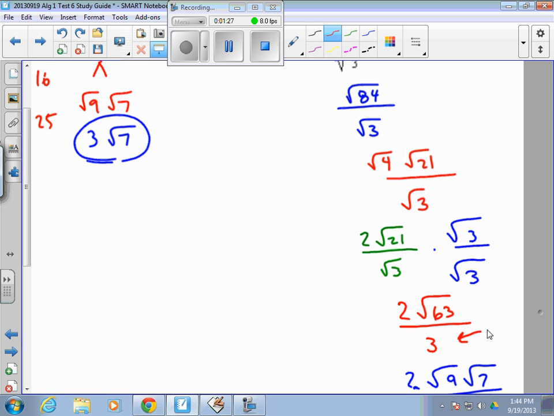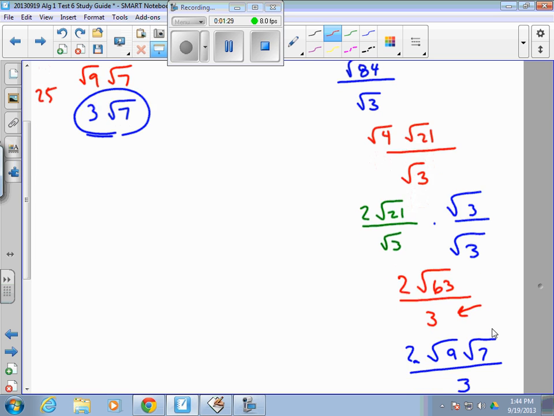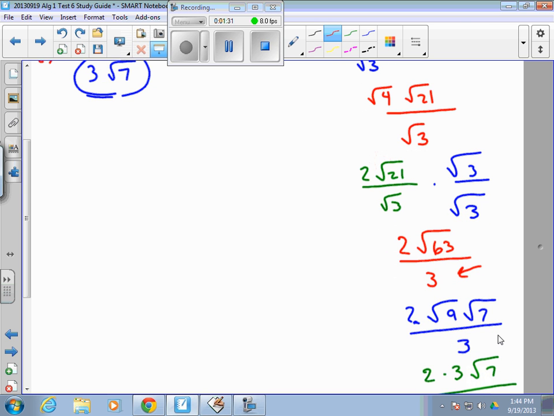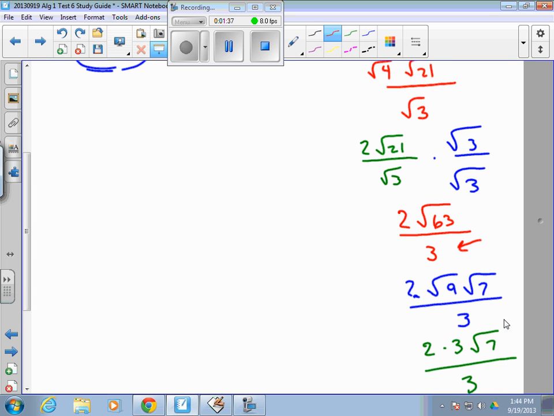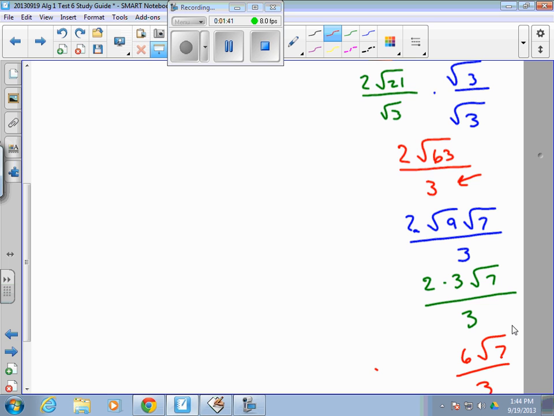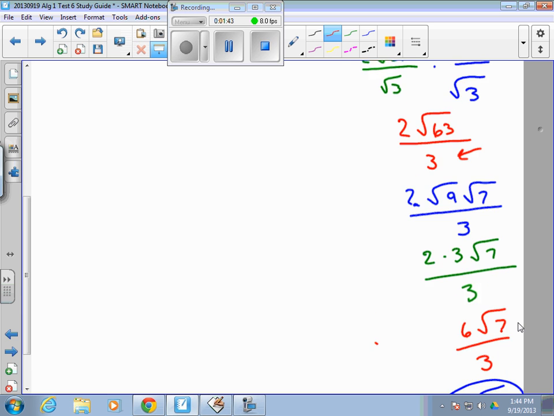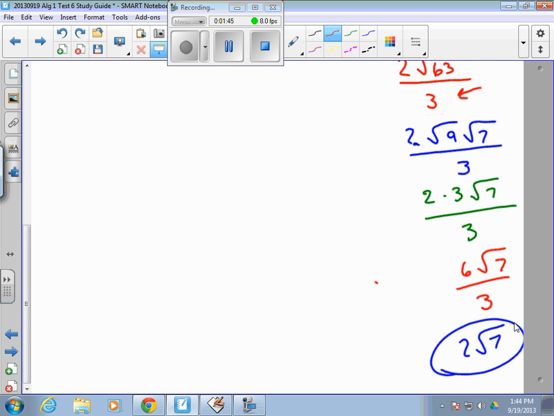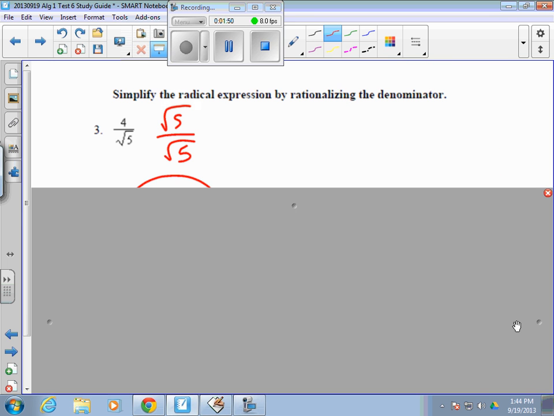And then 63 can be broken up into the square root of 9 times the square root of 7. So you have 2 times the square root of 9 times the square root of 7 over 3. Square root of 9 is 3. So now you have 2 times 3 times the square root of 7 over 3. And when you multiply 2 times 3, you get 6 times the square root of 7 over 3. And 6 divided by 3 is 2, so 2 times the square root of 7, ultimately at the end of that problem.